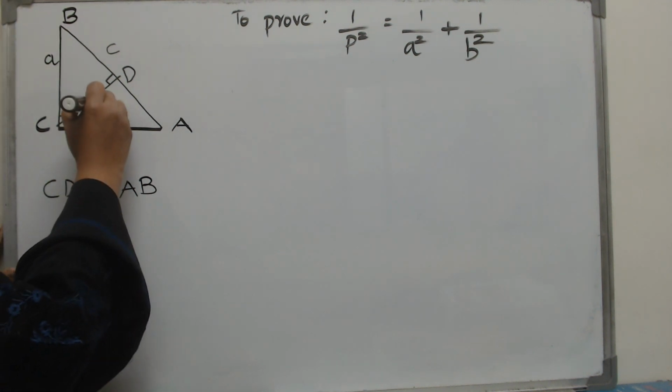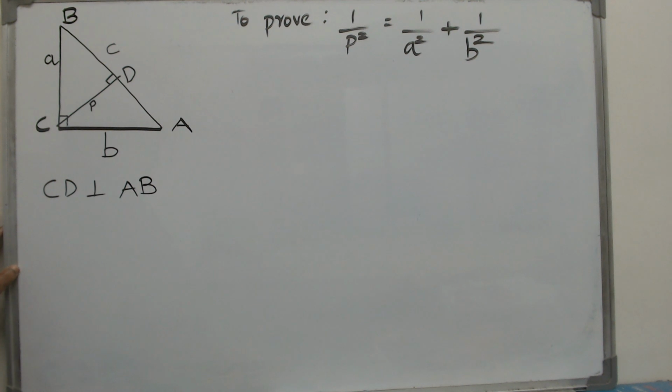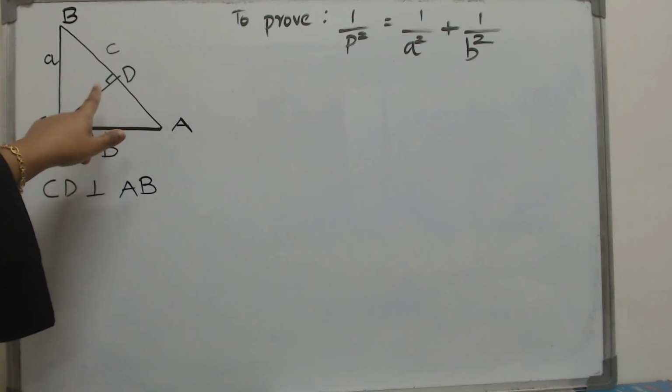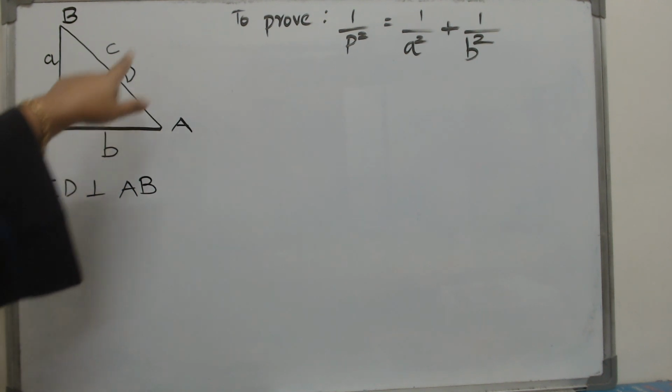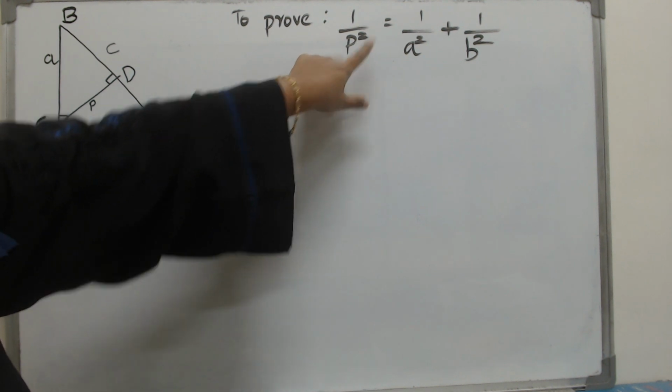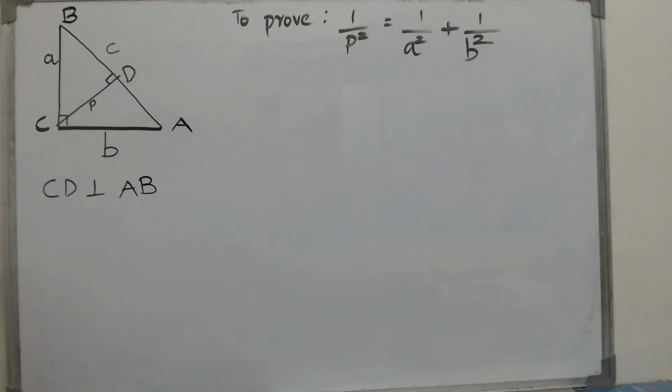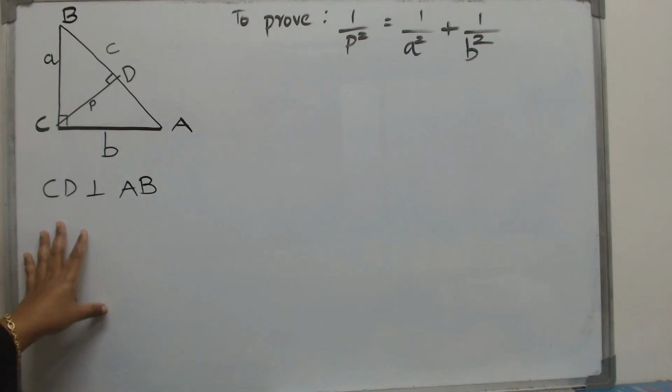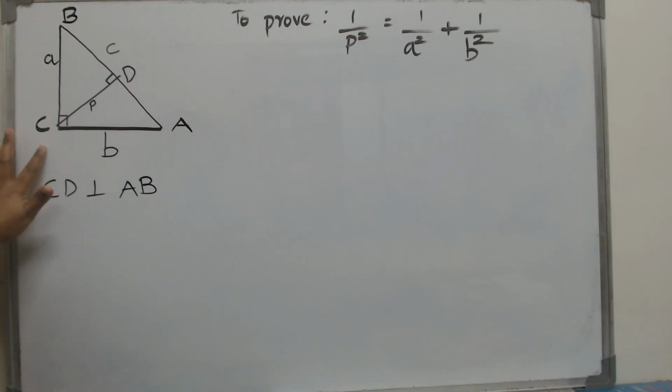And what is its measurement? Its measurement is given as p in meters or centimeters, whatever. Its measurement is given as p. Now what we have to prove is 1 by p square is equal to 1 by a square plus 1 by b square. Now usually when you apply the Pythagoras theorem, you can apply it here, right?